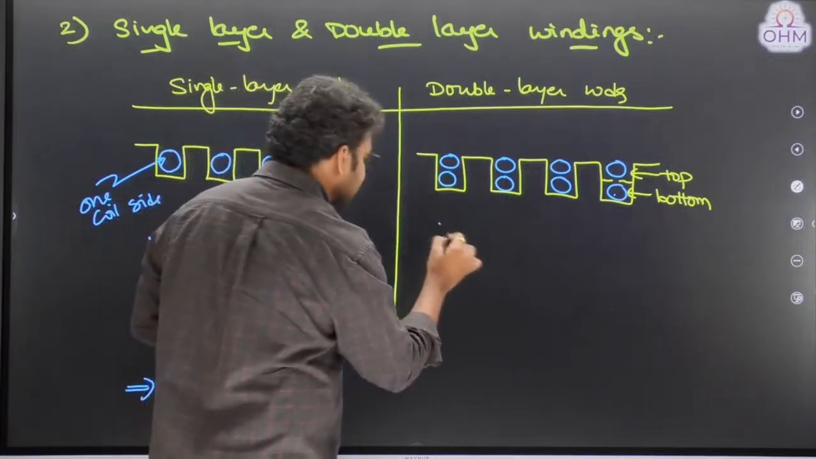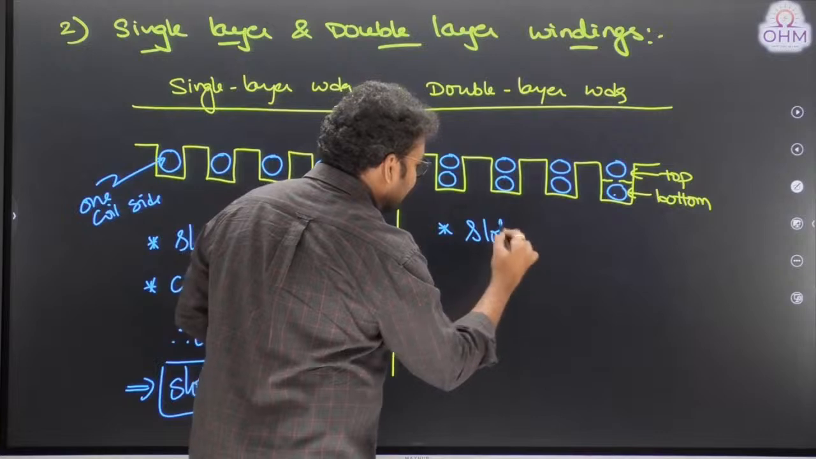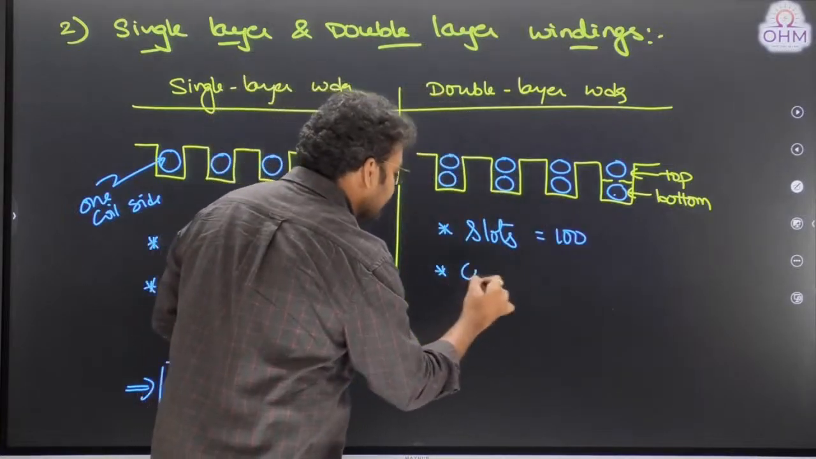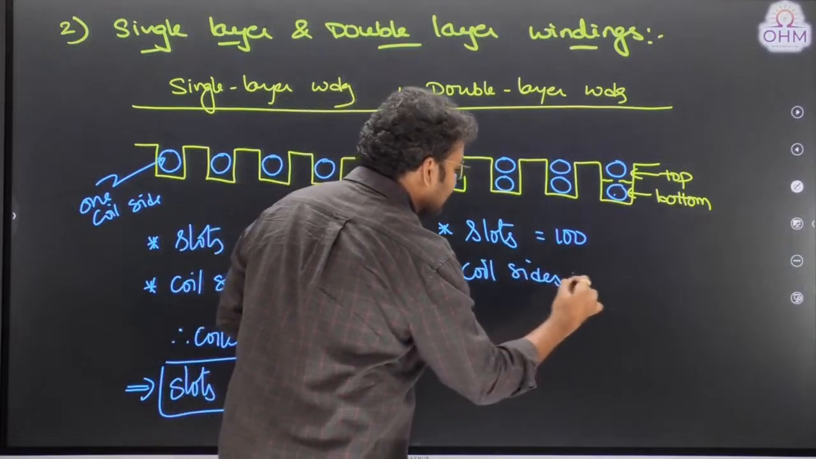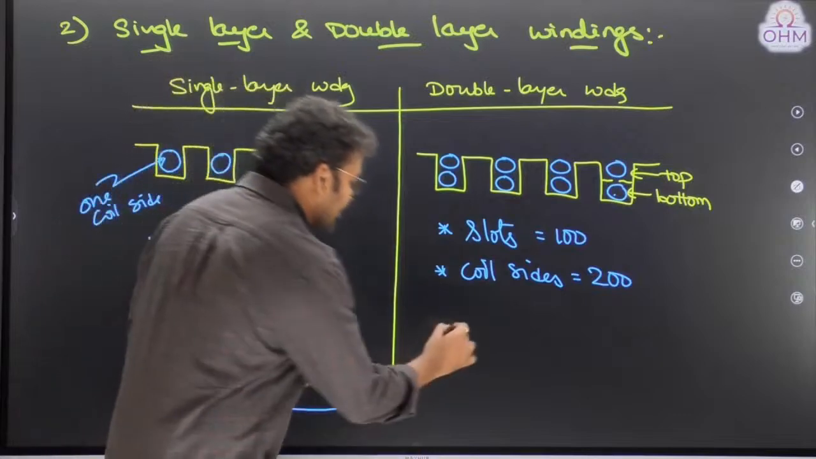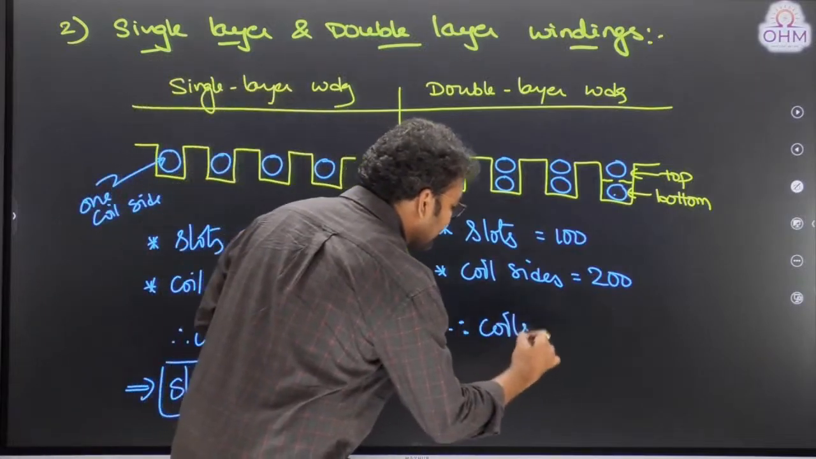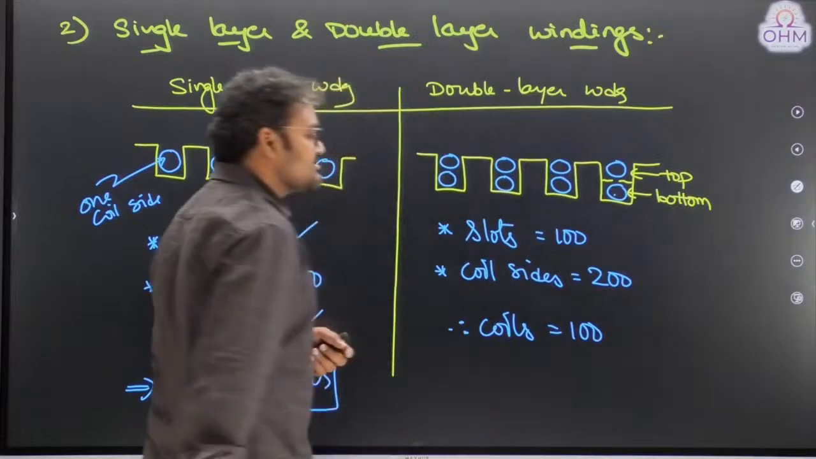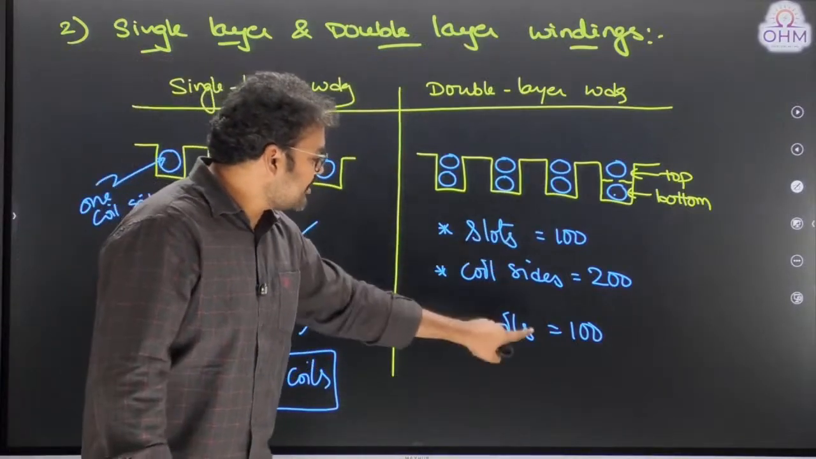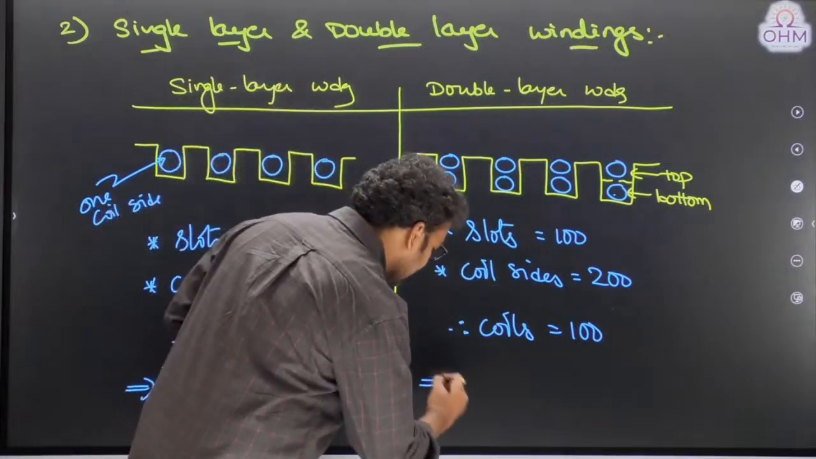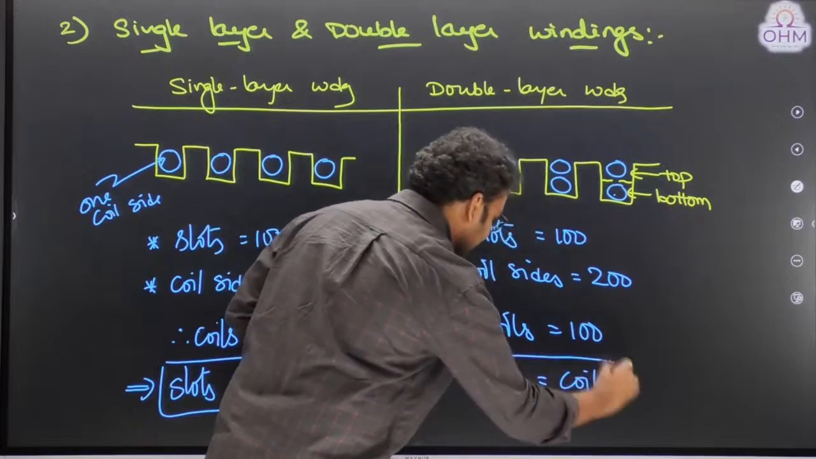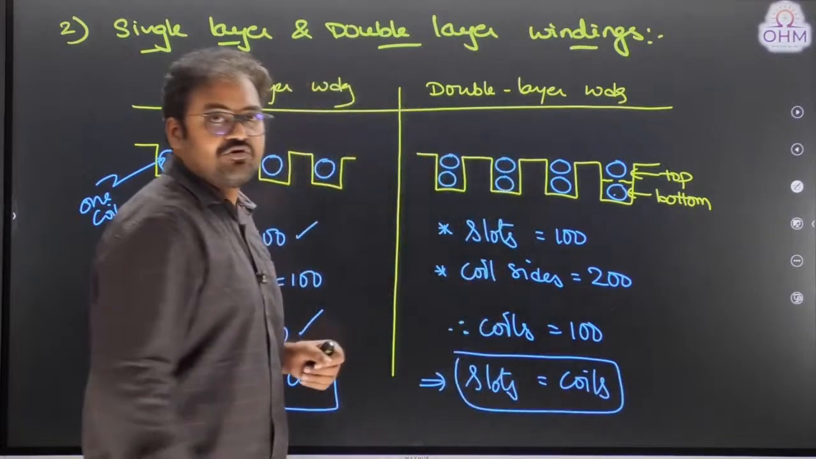Suppose you take the same example, assume the total number of slots is equal to 100. Then how many coil sides can we place? The number of coil sides is equal to 200, right? If the number of coil sides is equal to 200, then how many coils? Is it not 100 coils? Because every coil will have two sides. Therefore, what is the relation between slots and coils? That implies the number of slots is equal to the number of coils.